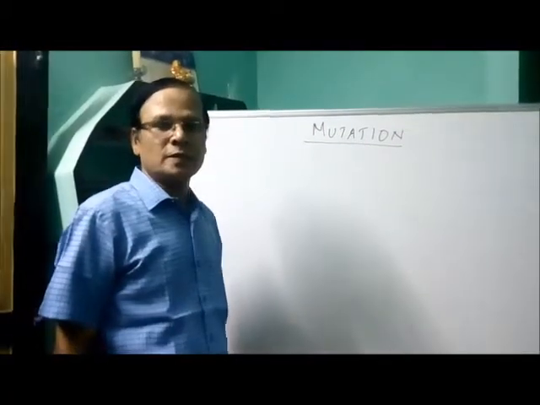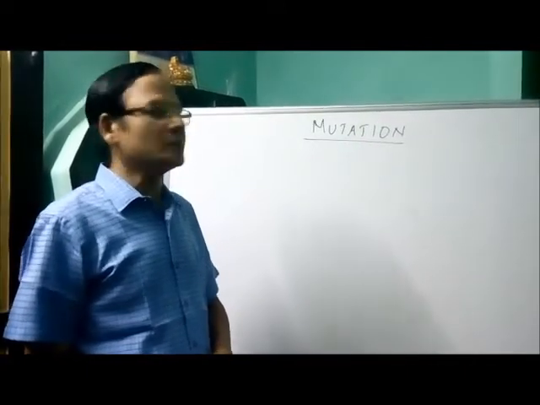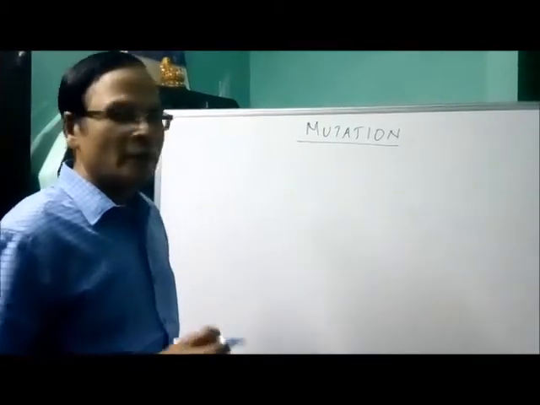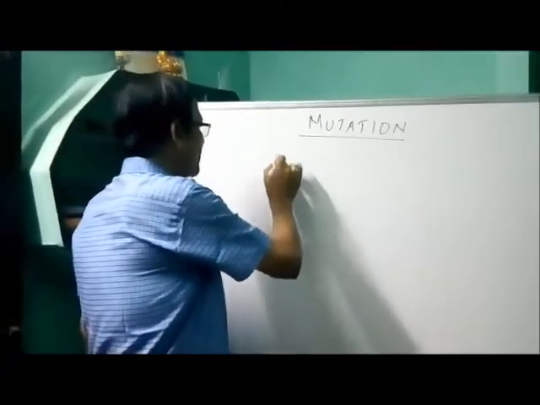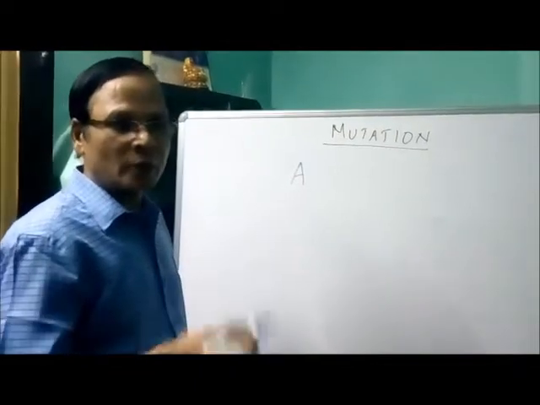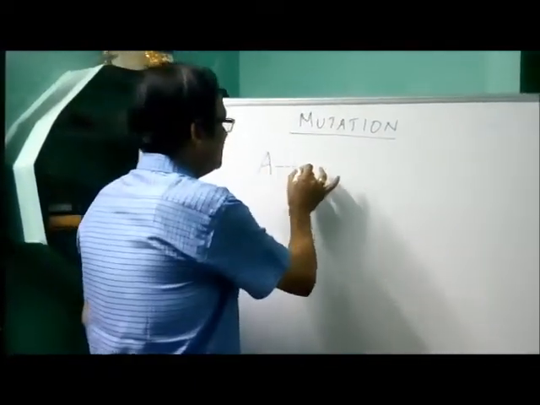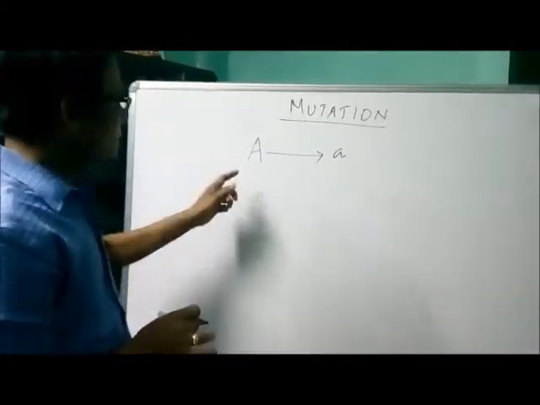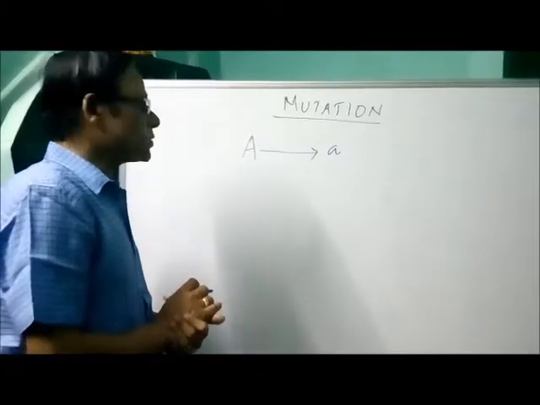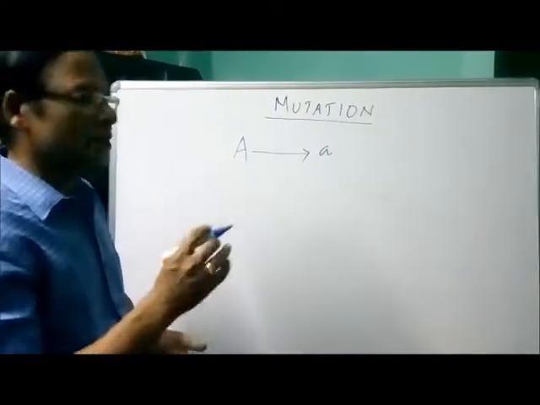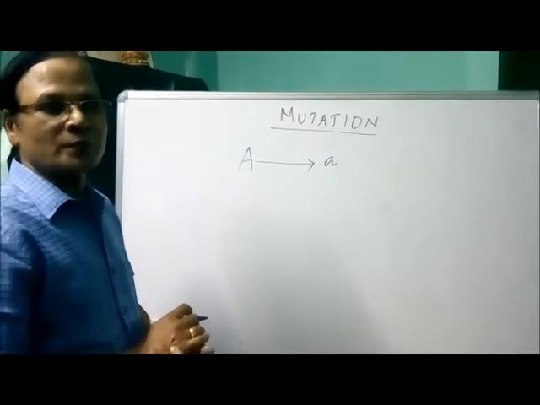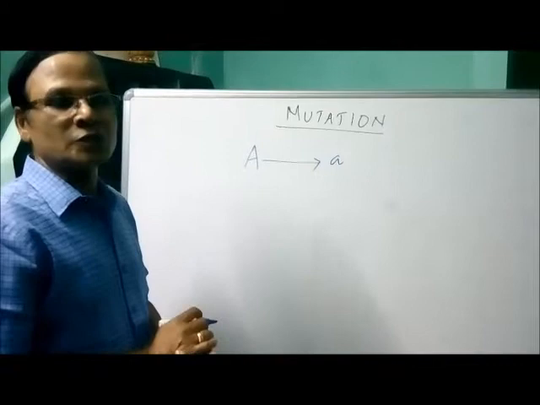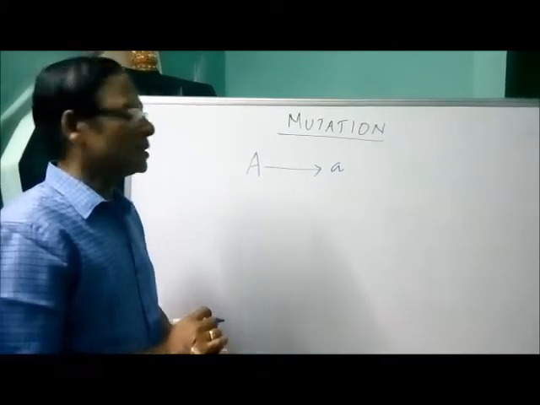We have to discuss the next part of the lesson under heredity, mutation. What is mutation? Let's see. If you have a gene, a dominant gene A in a particular locus, in a point of chromosome, the gene may get changed into small a. So this is called mutation. And such mutations will be transferred to the next generation. So what is mutation? A sudden, inheritable change that occurs in a gene or in the chromosome.